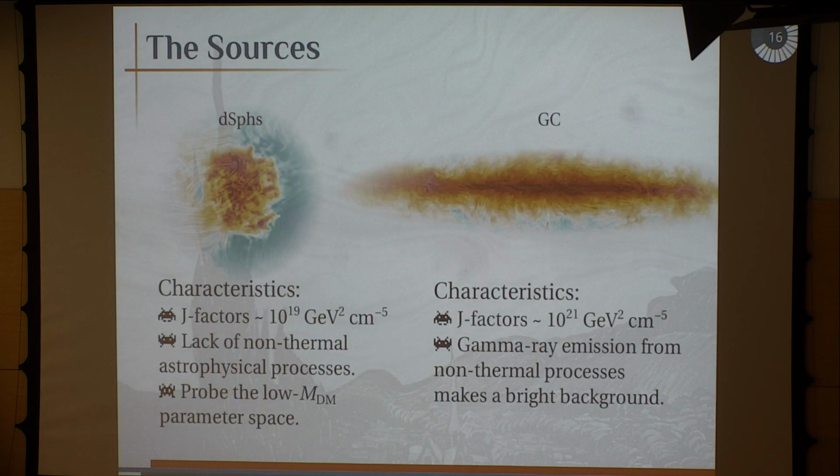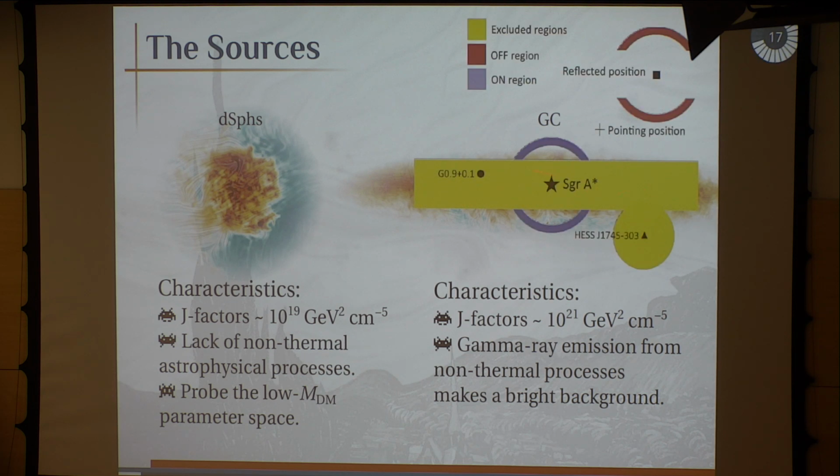So a few more words about the sources. The J factors for the dwarf spheroidals are around 10 to the 19. As I already mentioned, they lack non-thermal astrophysical processes, thus producing low backgrounds. In comparison, the galactic center has J factors that are 3 orders of magnitude bigger. However, the gamma-ray emission from non-thermal processes makes for a bright background. So for their analysis, they basically cover the whole inner band of around 0.6 degrees and just take into account a ring surrounding the center.